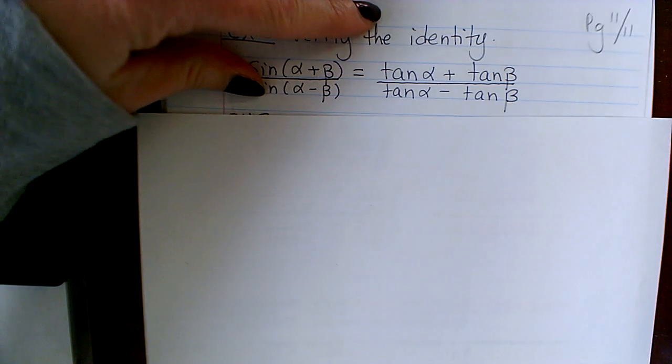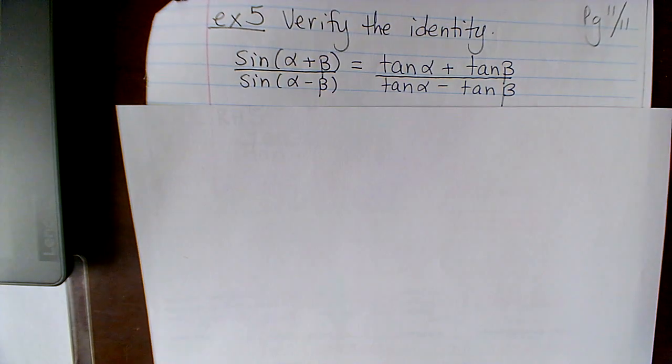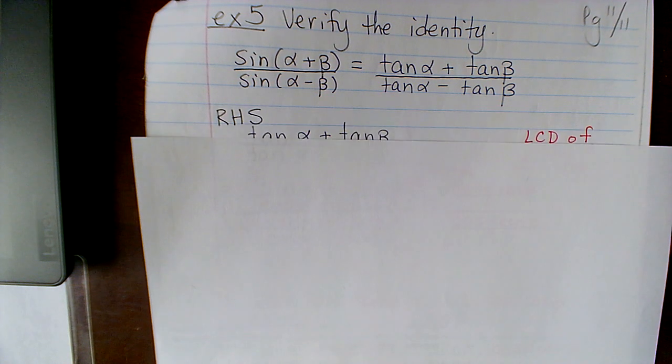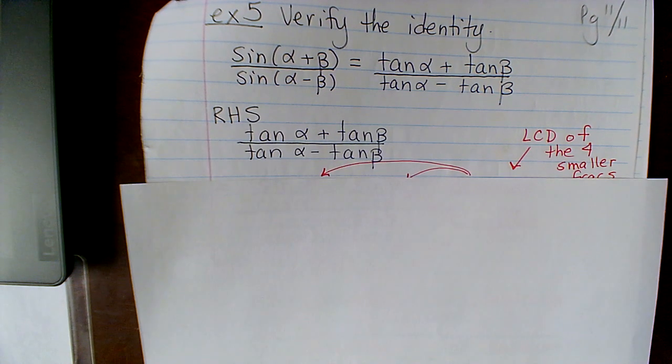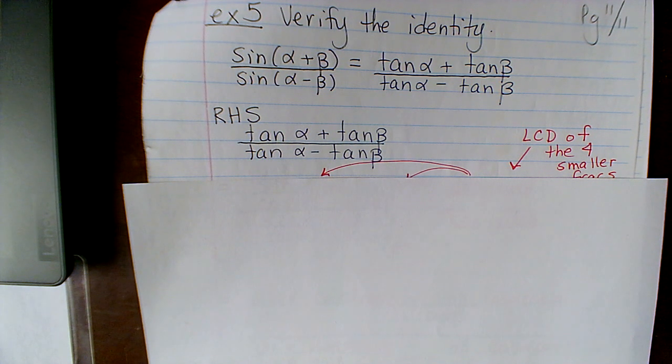Last example for this section. We have sine alpha plus beta over sine alpha minus beta equals tangent alpha plus tangent beta over tangent alpha minus tangent beta. Whew! All right, where do we start? Which way's worse here? This is tough. I don't know. I'm going to start on the right-hand side just because of all those tangents in there. Okay?